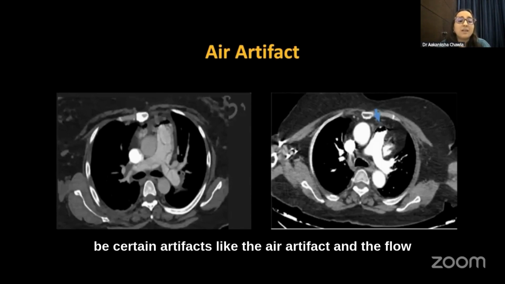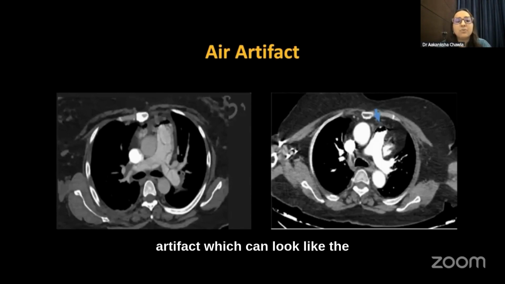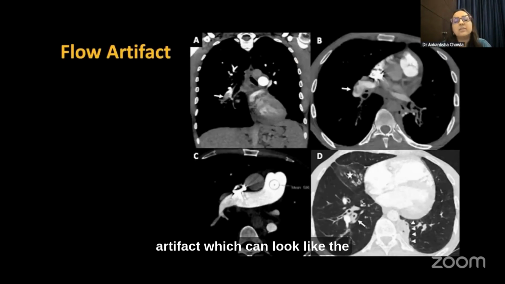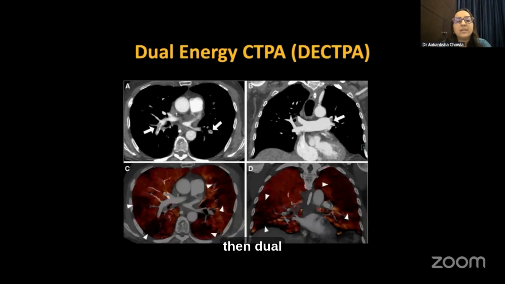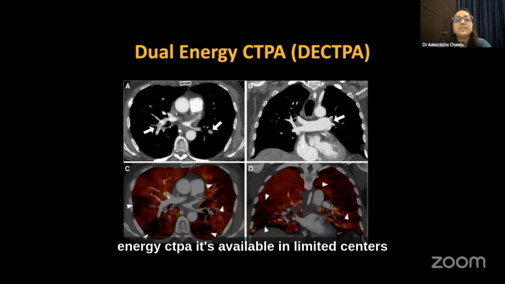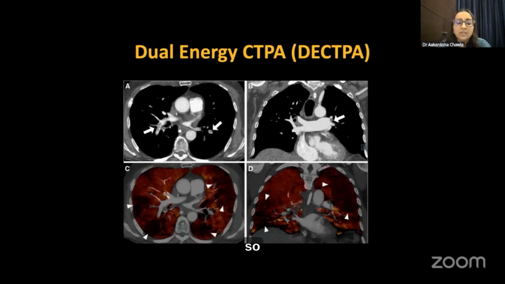Then there can be certain artifacts like the air artifact and the flow artifact, which can look like the embolus. Then dual energy CTPA, it's available in limited centers, but it has been done. Now, this investigation basically helps you to identify and see the areas of hypoperfusion. So as you can see on these scans.